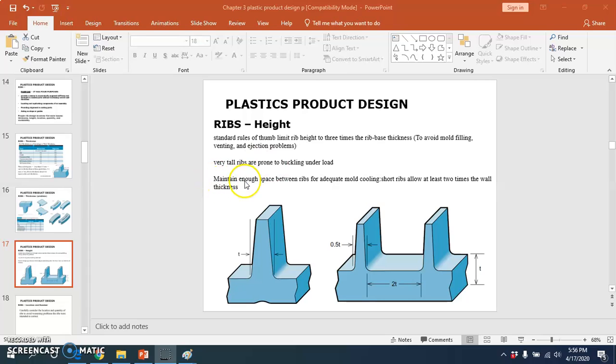Okay, so maintain enough space between ribs. This is enough space between ribs for adequate cooling. For short ribs, allow at least 2 times the wall thickness. Maknanya dia kena ada 2 kali daripada thickness ni.